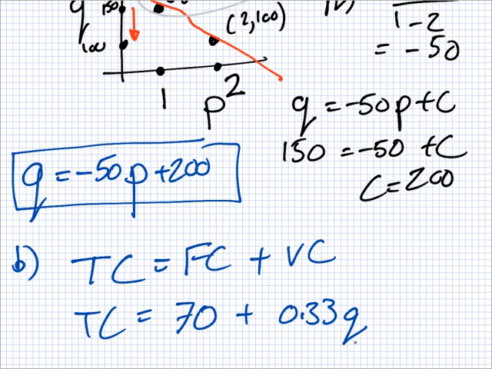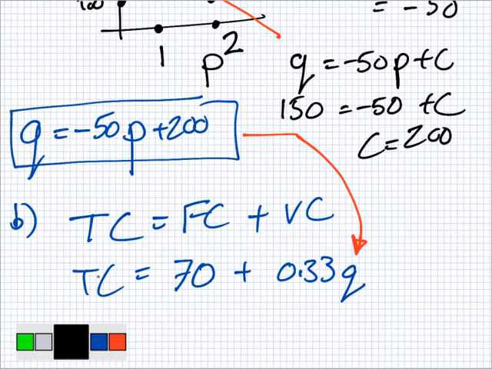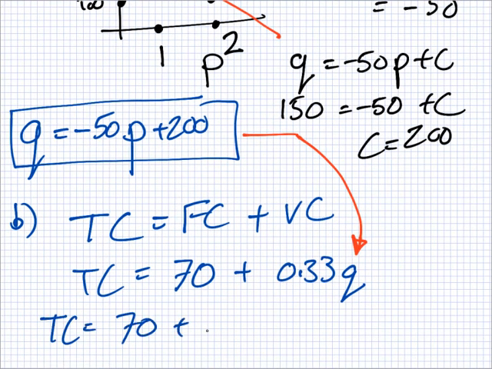Now, I would like this to be in terms of P, because P is the thing that we can adjust. So let's substitute this in for Q here. So you get now total cost is 70 plus 0.33 times minus 50P plus 200.